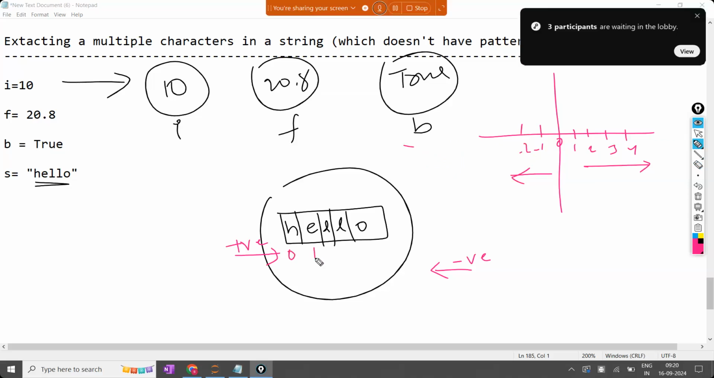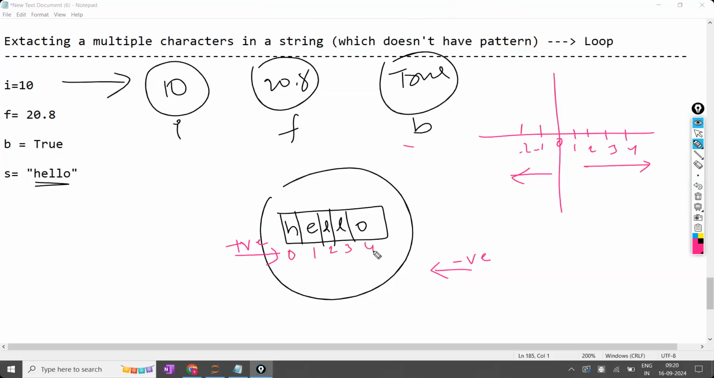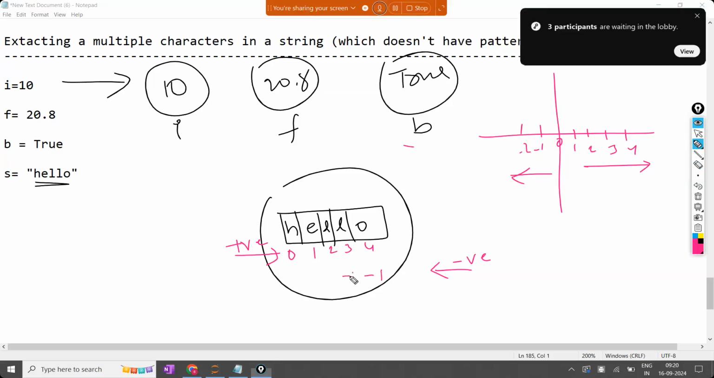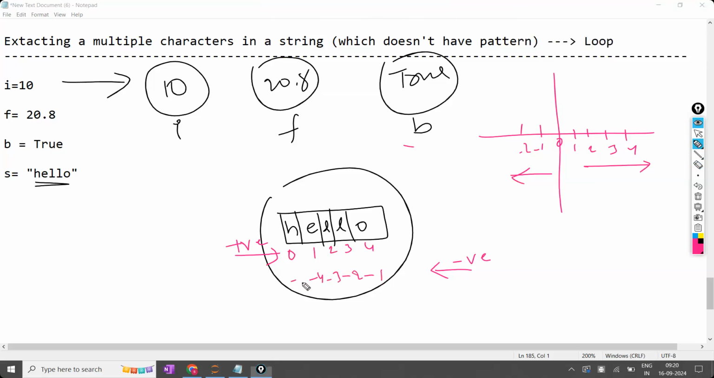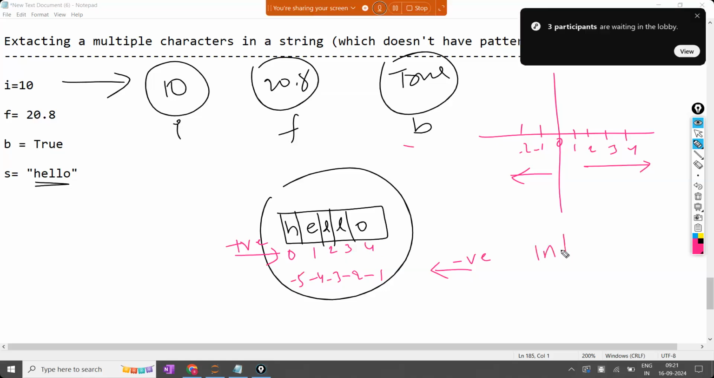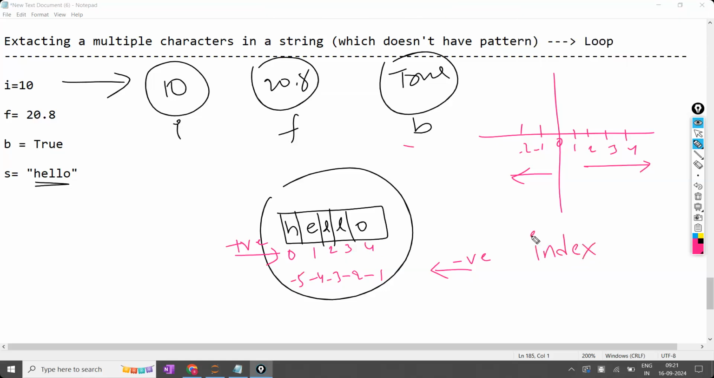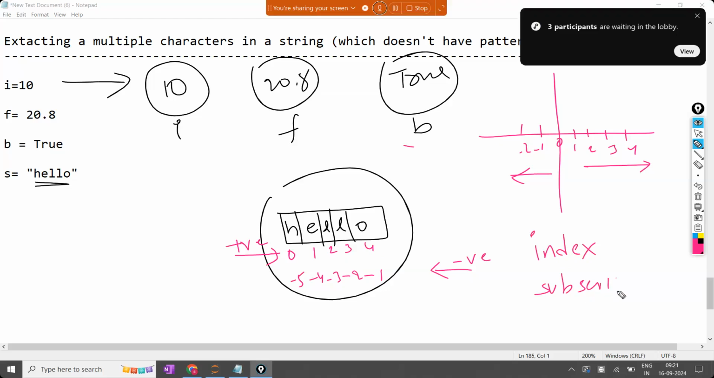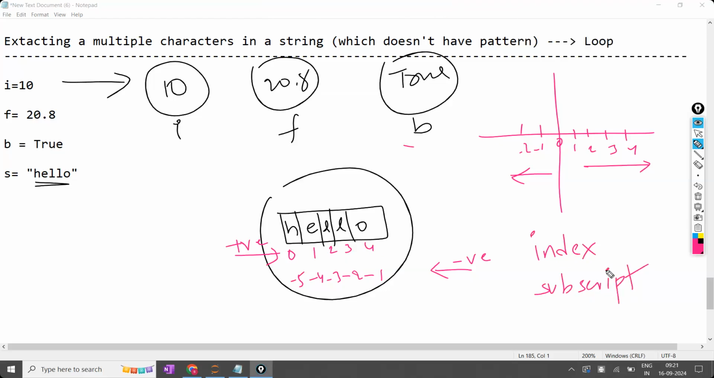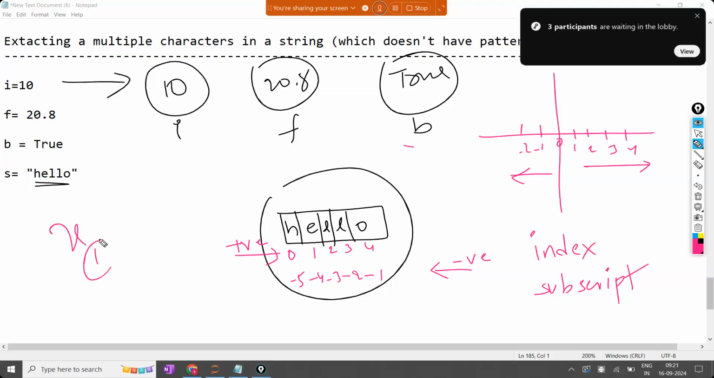Now, the same thing. In the positive direction, 0, 1, 2, 3, 4. In the negative, minus 1, minus 2, minus 3, minus 4, and minus 5. So it can consist of both positive and negative numbers. What are these numbers called? Numbers are called indices, or also called subscript. Subscript means which is below your script. For example, x1, this one is called subscript.